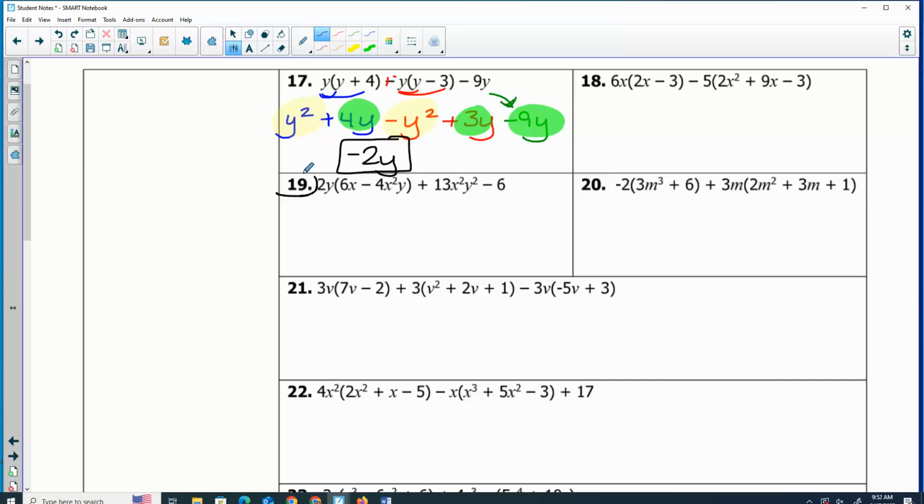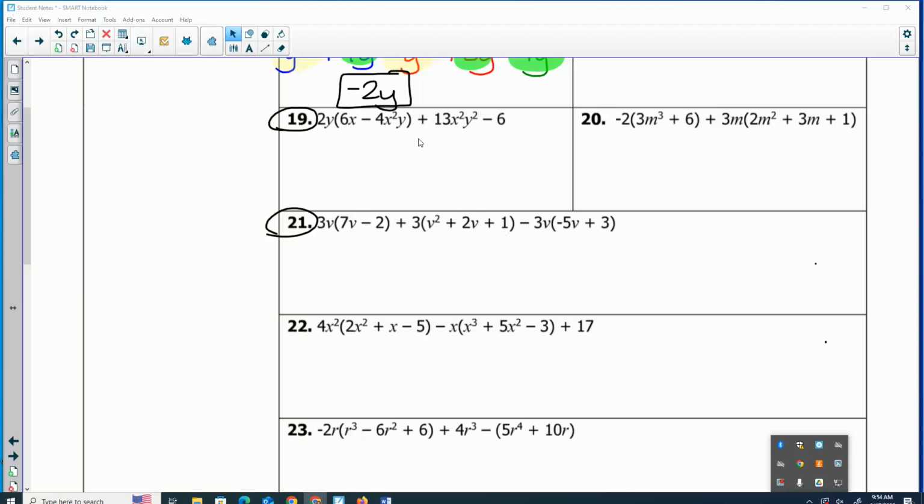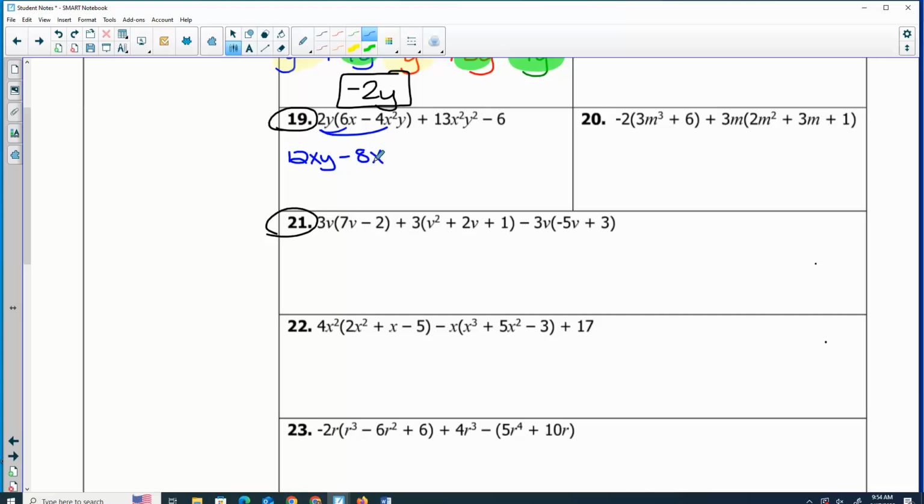All right, you guys need to take a second, try 19 and 21. So 19, you have to start by distributing your 2y. So 2y times 6x, 2 times 6 is 12. Just keep the xy. 2y times negative 4x squared y. So 2 times negative 4 would be negative 8. We keep the x squared. Y times y would make a y squared. Then the other two terms, there's nothing multiplied with them, so they just come down. 13x squared y squared minus 6.